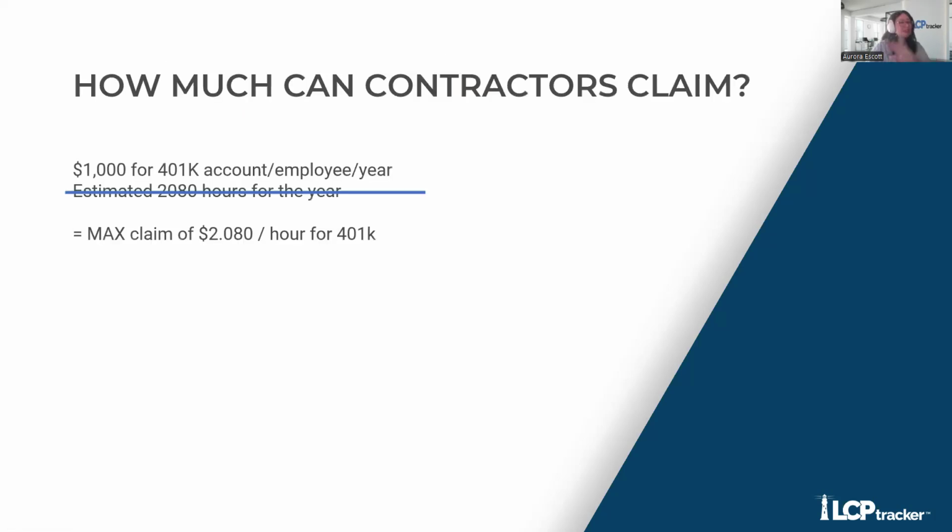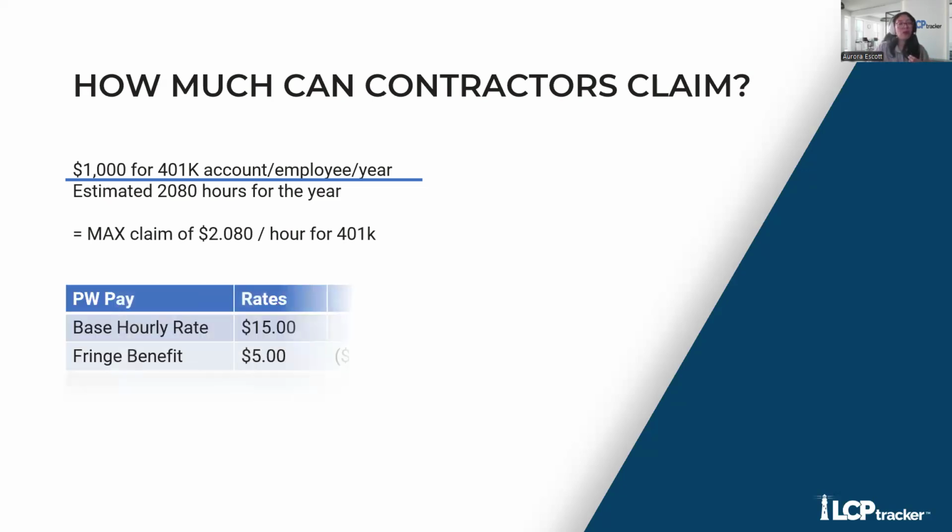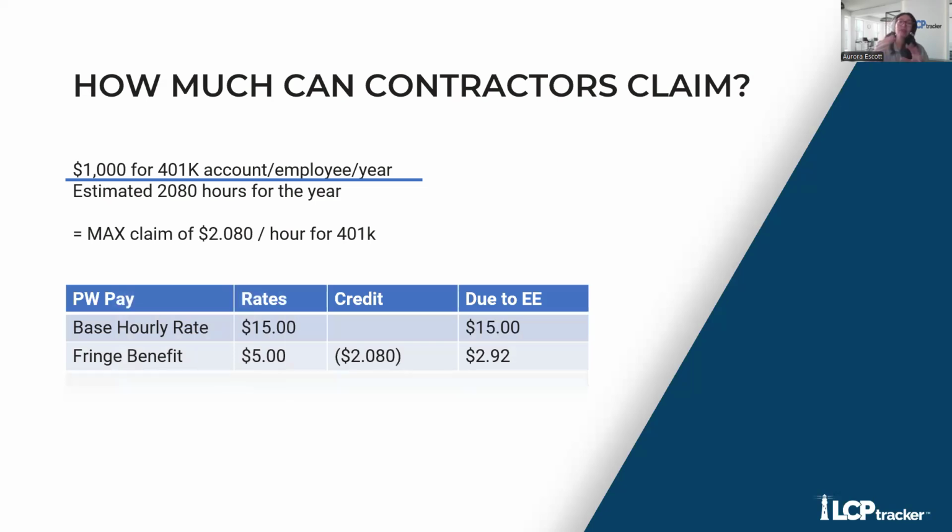I'm going to give us an example. Don't worry. So let's just say we've got one employee where you are paying $1,000 to keep a 401k account for them. You'll divide that by the estimated amount of time they would work for a year. In this case, we can use the standard 2080 hours for the year. And that will give us the maximum amount of money that you can claim as a fringe benefit for your 401k plan: $2.08. Let's look at the numbers here.